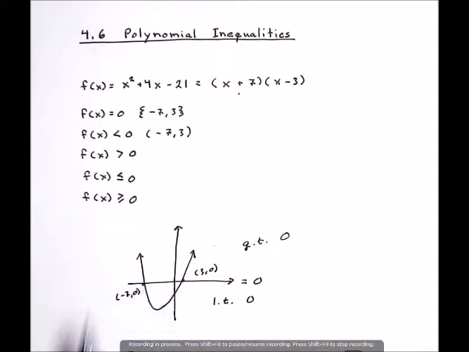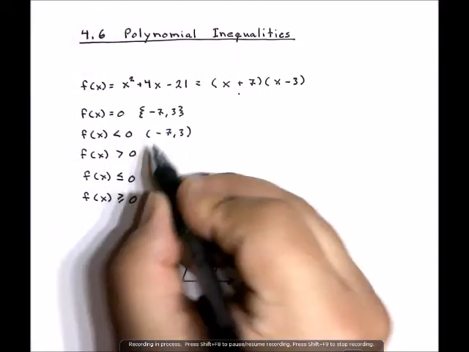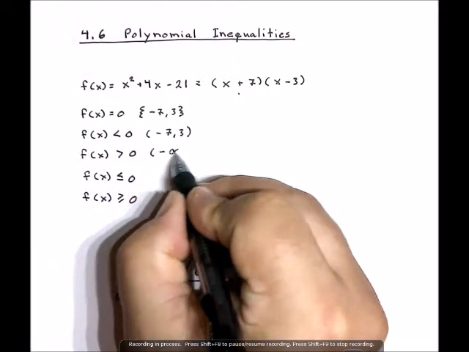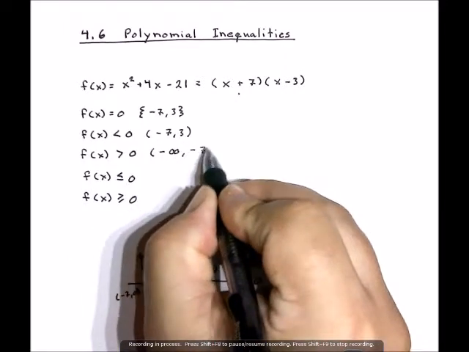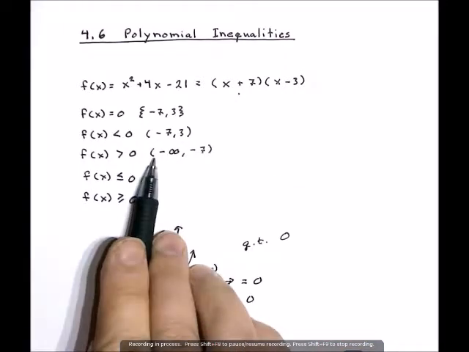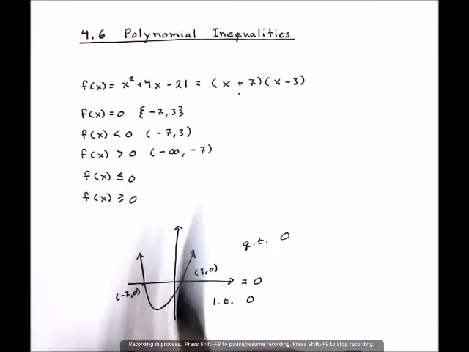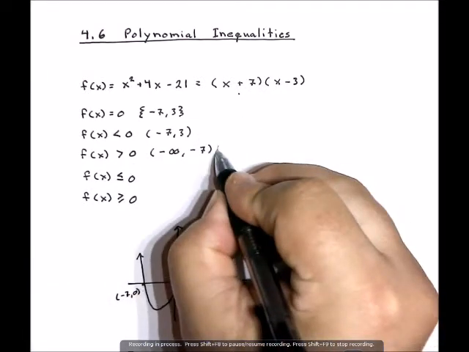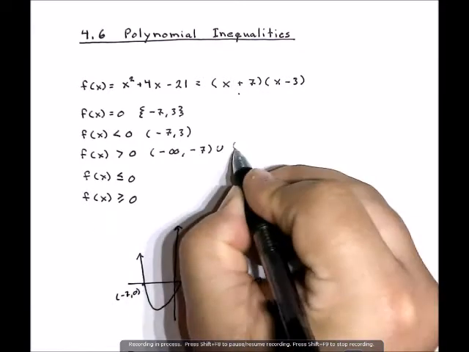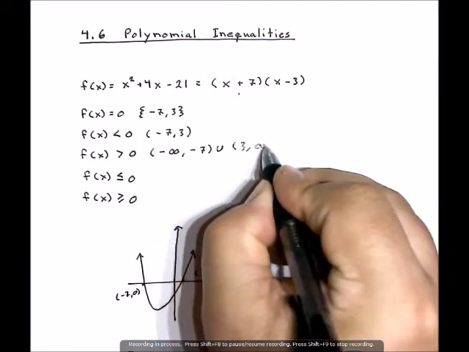So let's try greater than 0. Greater than 0 means above the x-axis, or these two arcs right here. So we have this arc, which is negative infinity to negative 7. Negative infinity always gets an open bracket. Negative 7 gets an open bracket because of that sign. And then this arc, which is 3 to infinity.